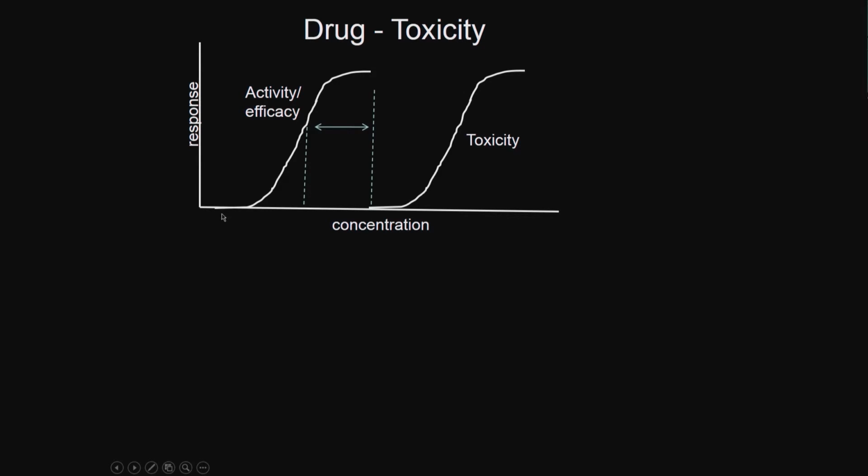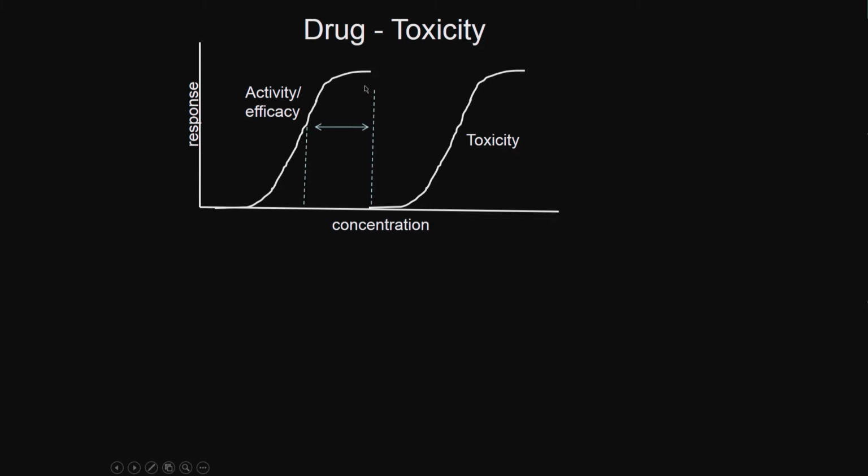For example, if this is the activity, efficacy, for example antibacterial, as I keep increasing concentration it starts killing bacteria and it rises and reaches a plateau, but the toxic limit of that drug should be much farther. So I can operate in this concentration range and still it will not be toxic, whereas if this graph is closer then this range becomes narrower. So I can operate with confidence because the toxic limit comes only beyond this, whereas this is the efficacy limit.